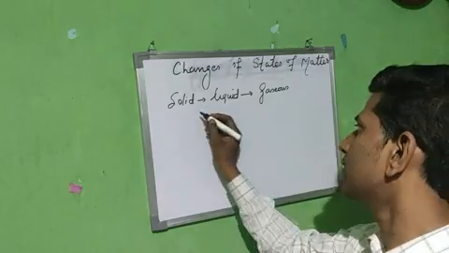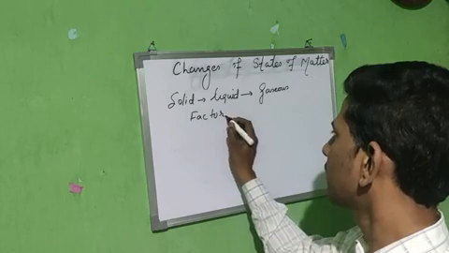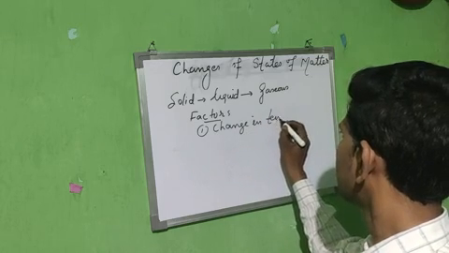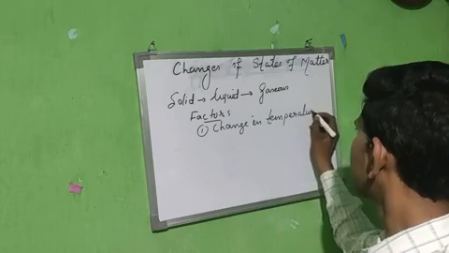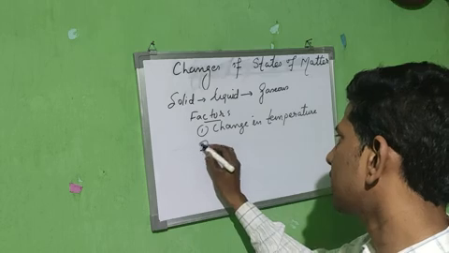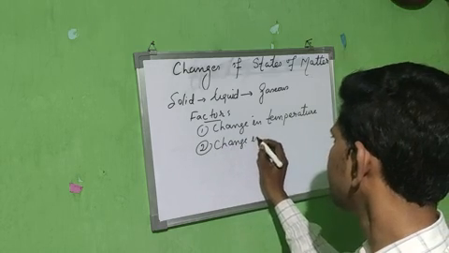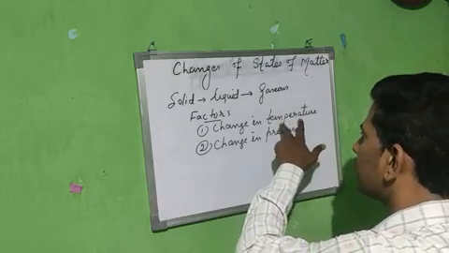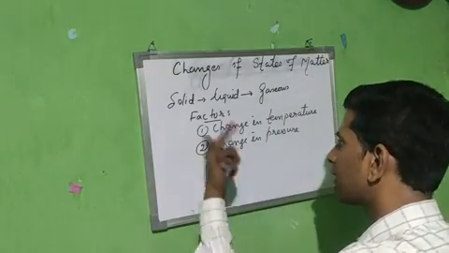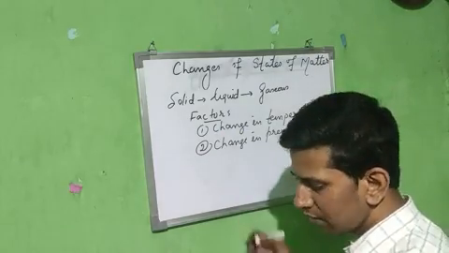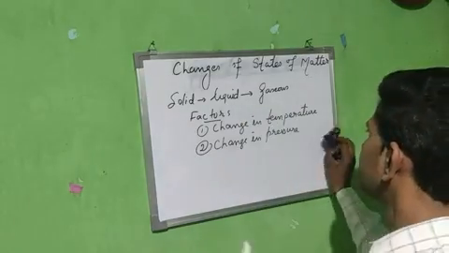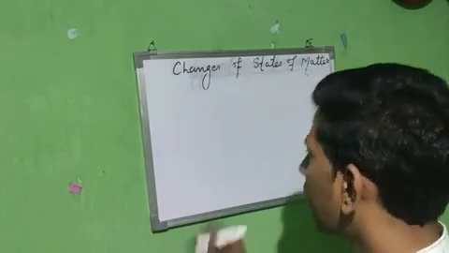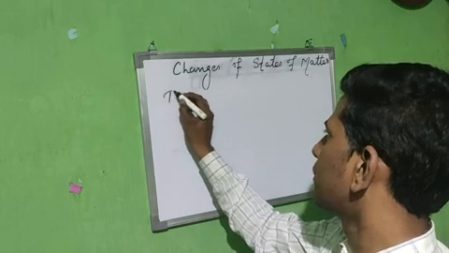So basically, there are two factors. The first factor is changing its temperature, and the second factor that governs the interconversion is changing pressure. We'll first try to know about temperature and its role in changing the state, and after that we'll discuss pressure and its role in changing the state. Okay? So, temperature.